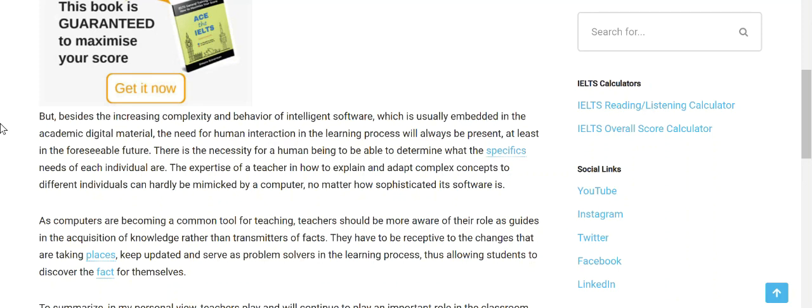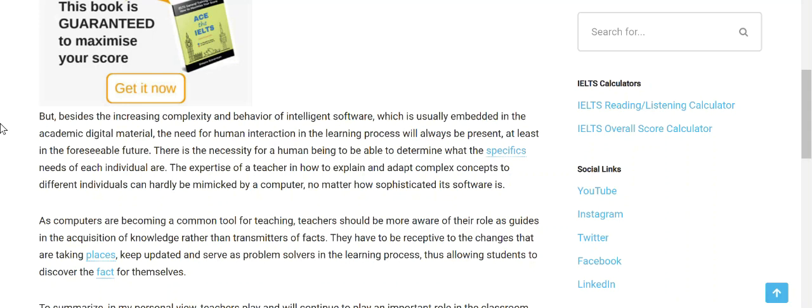There is the necessity, it's like the necessary. There is the necessity for human being to be able to determine what the specific needs of each individual are. The expertise of the teacher in how to explain and adapt complex concepts to different individuals can hardly be mimicked. Mimicked means simulation. Mimicked means something that you can make a small fake version of it. No matter how sophisticated the software is.